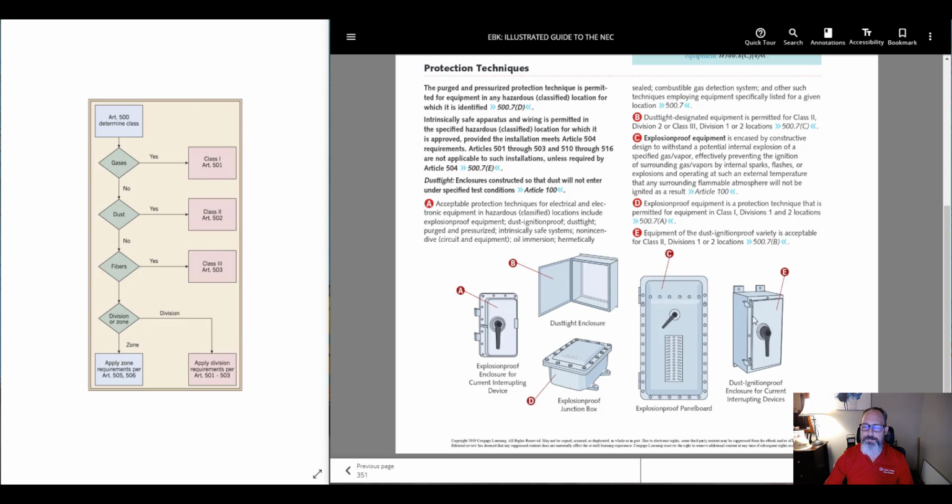So you may have this in your Class 2, Division 2 for dust. And this would be in your Division 1 for the Class 2. So Class 2 Division 1, Class 2 Division 2. The cost goes up much higher when you're in the Division 1 requirements.